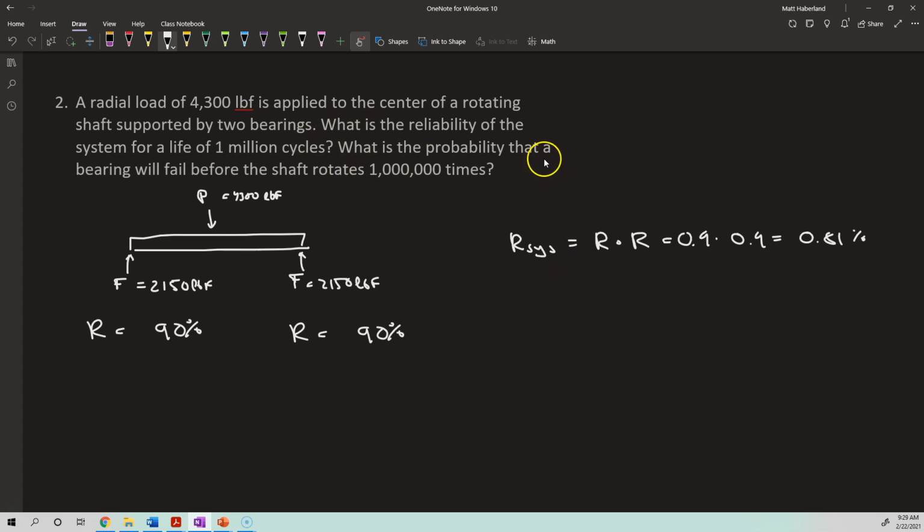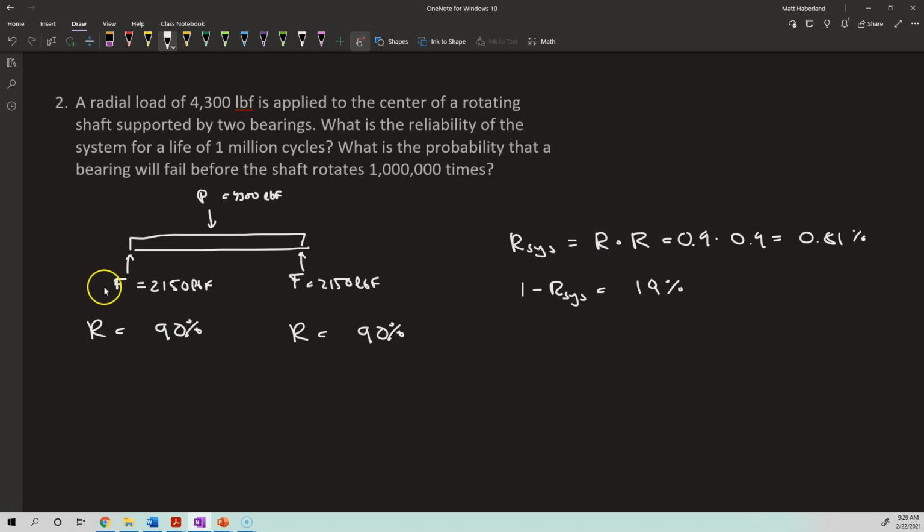And so the probability that at least one of the bearings is going to fail before the shaft rotates a million times is 1 minus the reliability of the system. There's a 19% chance that one of the two bearings is going to fail. At least one of them is going to fail.